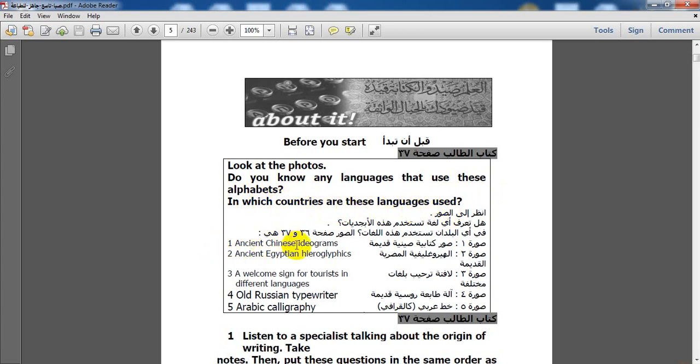1. Ancient Chinese ideograms. 2. Ancient Egyptian hieroglyphics. 3. A welcome sign for tourists in different languages. 4. Old Russian typewriter. 5. Arabic calligraphy.